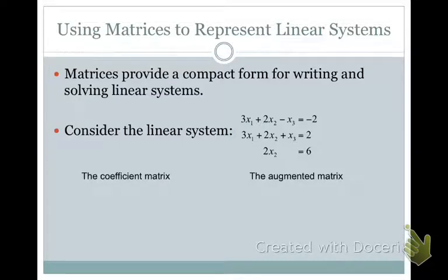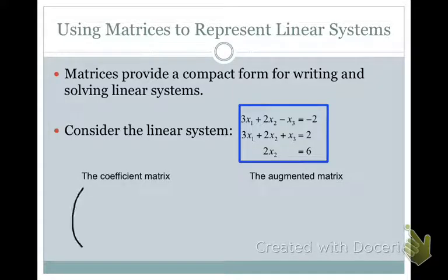This is part 2 of the lecture for section 1.1. We're going to talk about how we can use matrices to represent linear systems. Essentially, matrices for linear systems are in the following two forms, either as a coefficient matrix or as an augmented matrix. So we have the following linear system. And the first thing we're going to do is write the coefficient matrix for this linear system.